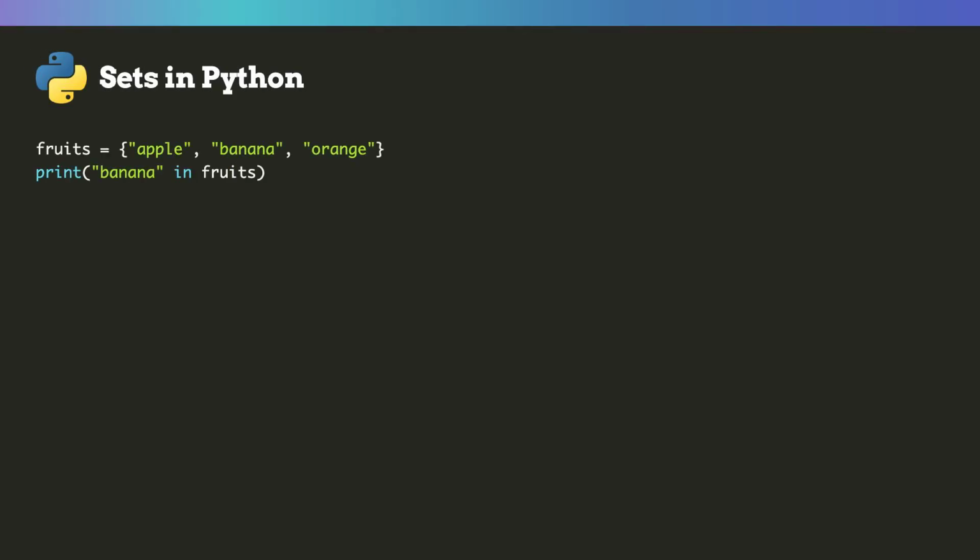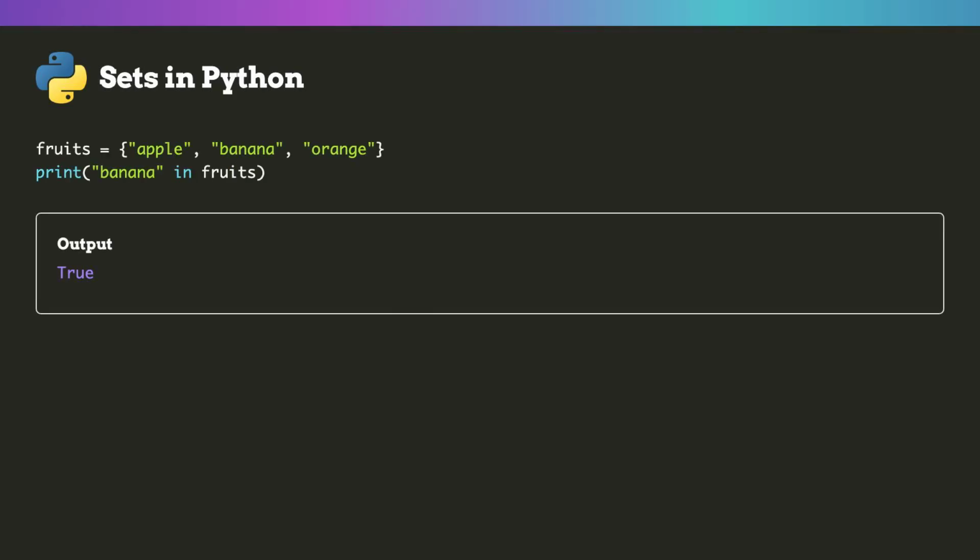One common operation with sets is checking if an item belongs to it. We can use the in keyword for this. Let's check if banana is in our set of fruits. The result is true because banana is in the set.